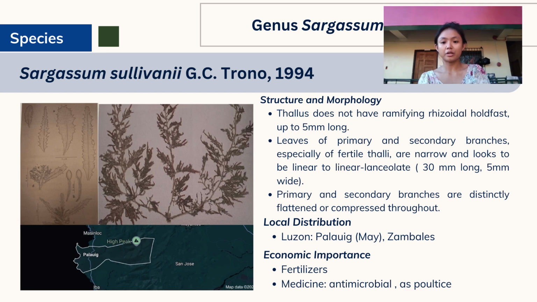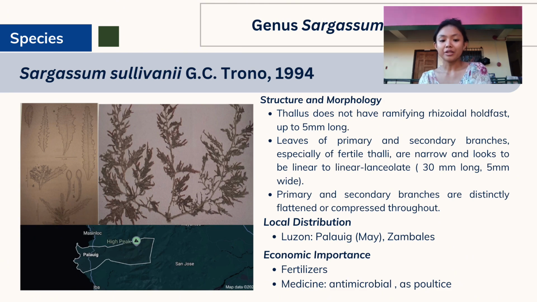Another species that we're going to talk about under genus Sargassum is Sargassum sullivanii. Structure and morphology: you will know that this species is Sargassum sullivanii when its thallus does not have a ramifying rhizoidal holdfast that reaches more than 5 millimeters in length. Leaves of the primary and secondary branches, especially of the fertile thalli, are narrow and look linear to linear lanceolate. The leaves are 30 millimeters in length and 5 millimeters wide. Primary and secondary branches are distinctly flattened or compressed throughout.